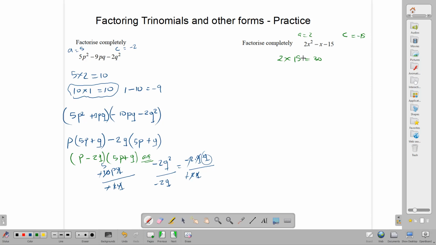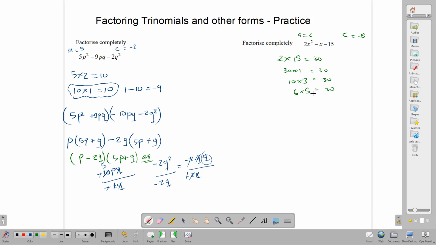Other numbers that multiply to give us 30 are 30 times 1, 10 times 3, and 6 times 5. With practice, you'll begin to find these pairs of numbers very easily. It helps if you know your multiplication tables. So 30 times 1 is 30, 10 times 3 is 30, and 6 times 5 is 30.